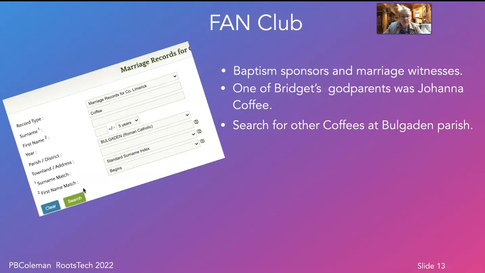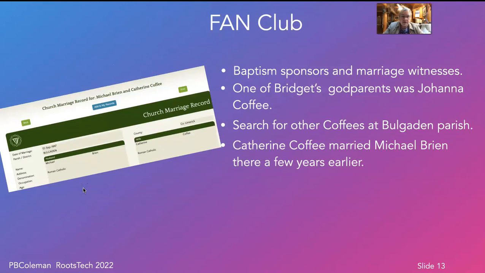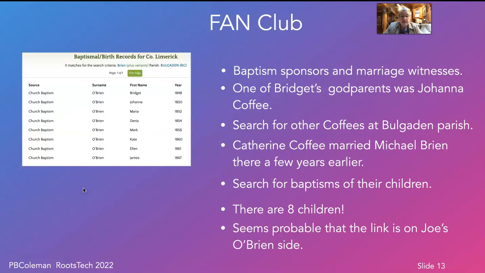So I went searching for other Coffeys at the Balgadin Parish. I found that Catherine Coffey married Mike O'Brien just a few years earlier than my Bridget's baptism. So then I searched for baptisms for their children and found they had 8 children. So this seemed to be another indication of the probable link to Joe's family on the O'Brien line, finding all these O'Briens located here. At this point, I didn't know which, if any of these, was worth following up on, so I put that aside and came back to it later on, as you'll see.